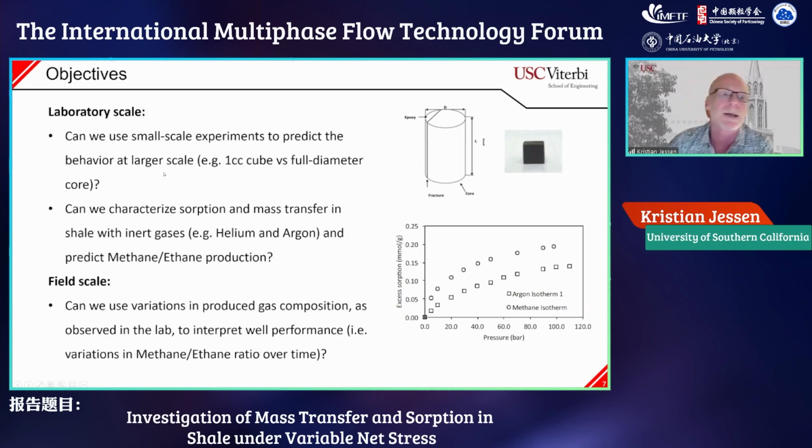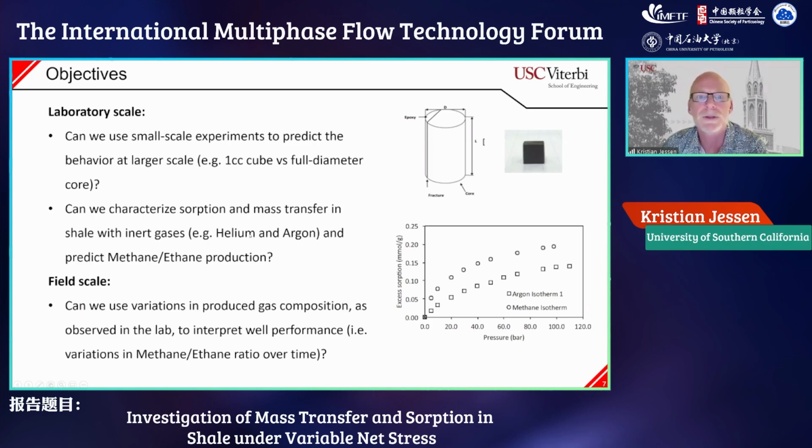Okay. And another question that we ask ourselves is whether we can use surrogate gases such as helium and argon to characterize both sorption and mass transfer in these types of systems, and then use that to predict what happens for methane and ethane. Okay, because initially we were not very fond of working with methane as a flammable gas.